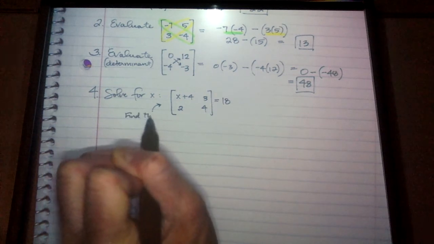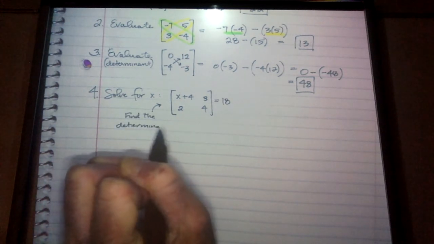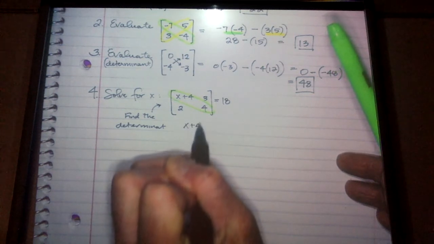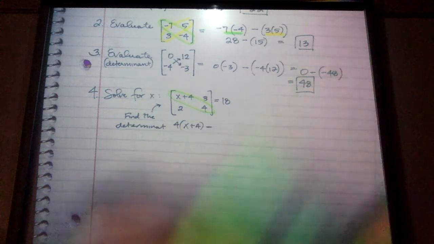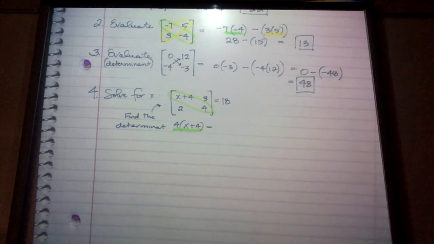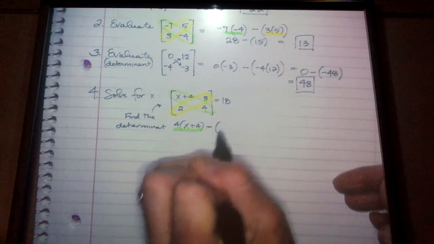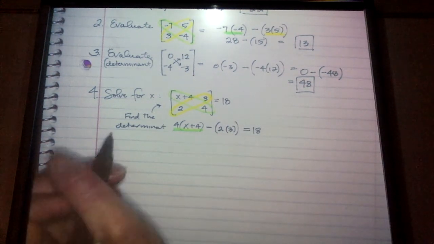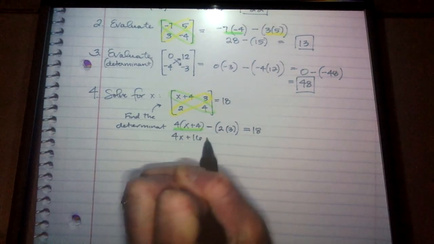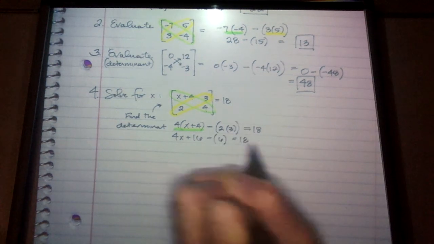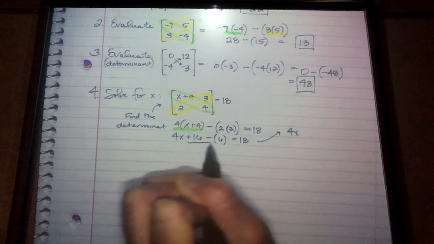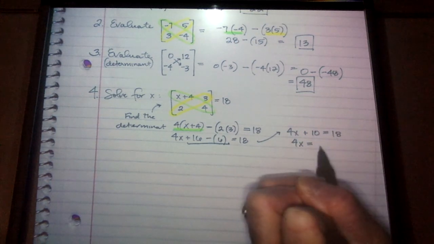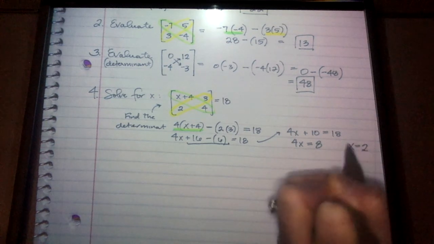The first thing I'm going to do is find the determinant, or evaluate that. So that would be the product of this column, x plus 4 times 4, minus, that's the green part. Now I'm going to do this diagonal, 2 times 3. And they're saying all of that equals 18. So I have 4x plus 16 minus 2 times 3, which is 6, equals 18. So I'm going to combine like terms. Don't do the opposite, just combine. So 4x plus 10 equals 18. Subtract 10, so 18 minus 10 is 8. Divide, and x equals 2.